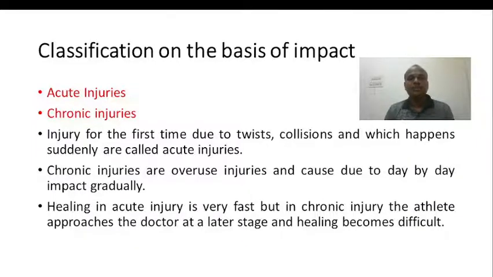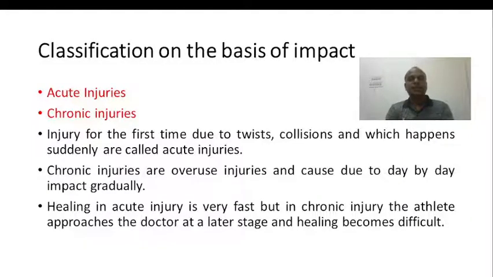And there are certain injuries which are chronic injuries. These are also called overuse injuries and are caused by day by day impact. The impact is gradual, so these injuries do not happen in one shot. The impact accumulates over a period of time on a particular body part and this may lead to an overuse injury or a chronic injury.